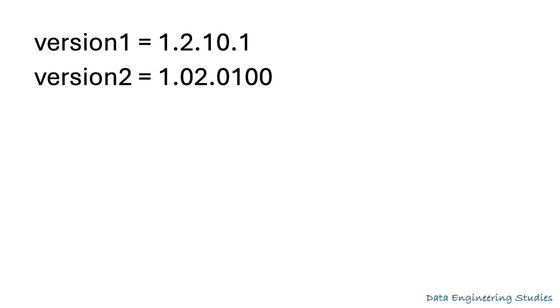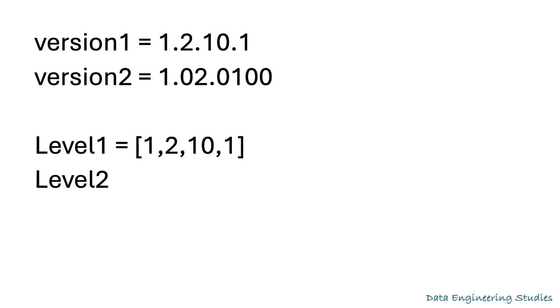Let's take this example of version 1 and version 2. Version 1 has 4 revisions and version 2 has 3 revisions. Next, we will initialize two variables, level 1 and level 2. We will assign the list of all the revisions from version 1 in level 1. Similarly, we will assign the list of all the revisions from version 2 in level 2.